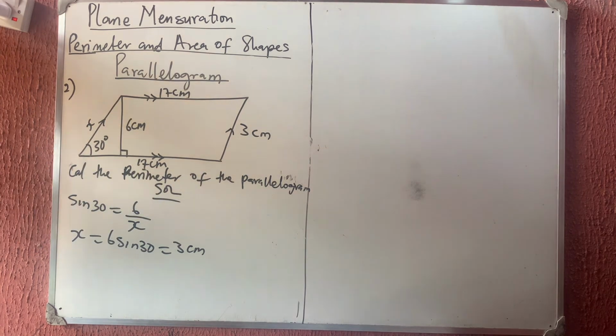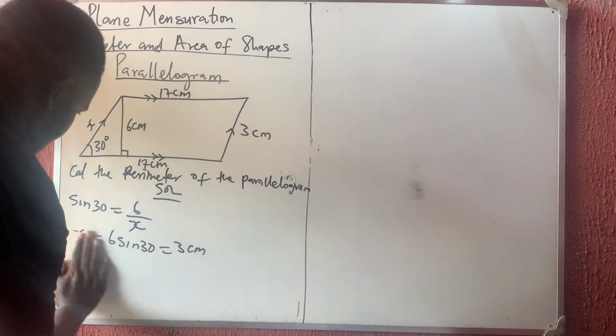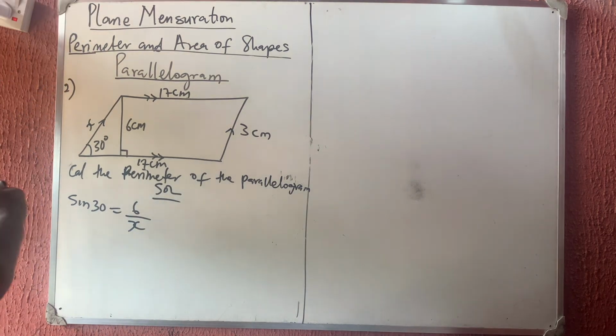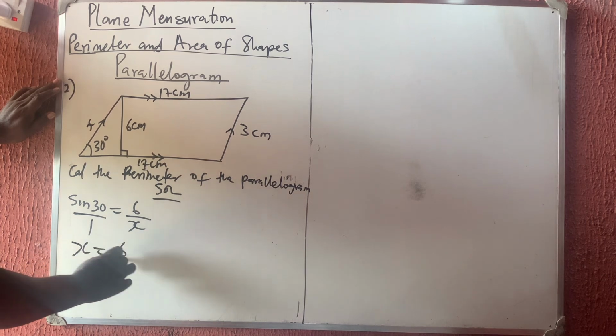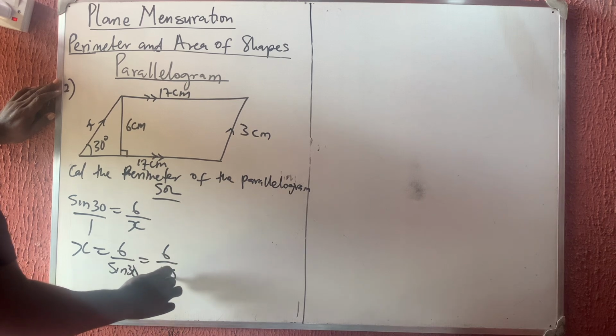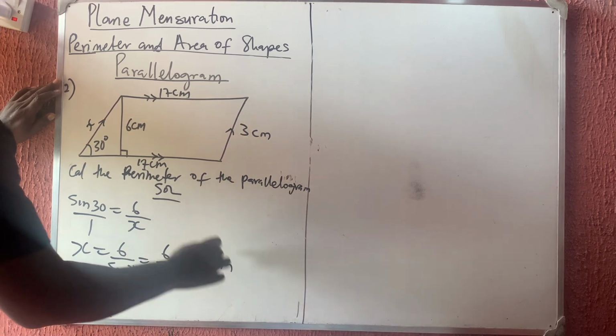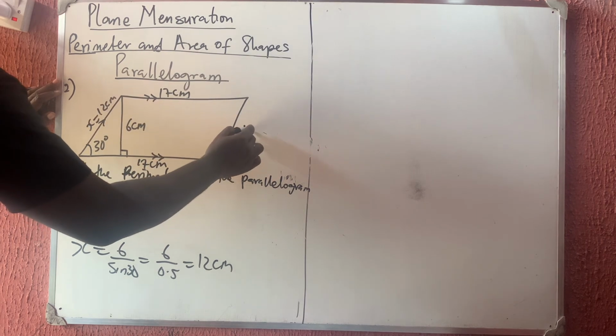Okay, so what do we have now? Is it opposite over hypotenuse? Oh, sorry, I did not get it very well. So for x, we are doing cross multiply. So x is equal to 6 divided by sine 30, which will give you 6 over 0.5, which is 12 cm. So here is 12. If here is 12, automatically this side is 12 cm.